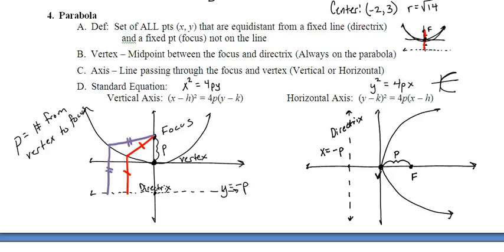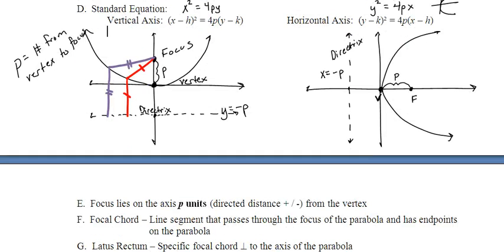The next page, which is kind of hard to run everything together here, I'll try to keep my graphs up on the screen so you can see it. It just defines what everything is. So our focus lies on the axis P units, and it has to be your directed distance. It has to be positive or negative. So that P value can, if you're going from vertex up to focus or vertex to the right, that's going to make it positive. If from your vertex to your focus you go down, it's negative, or if you go to the left, it's negative.